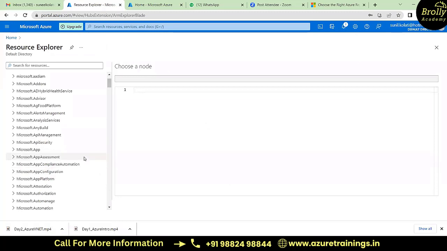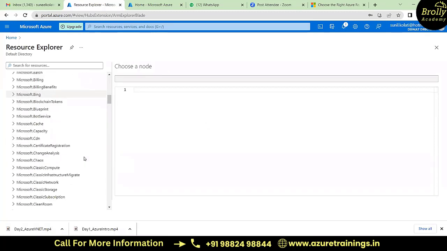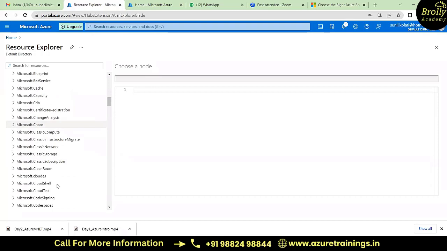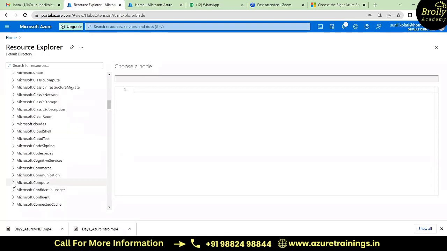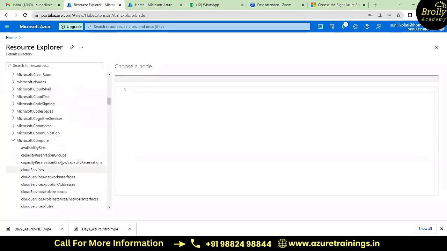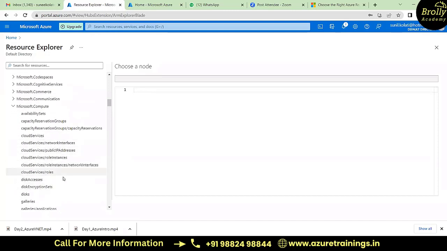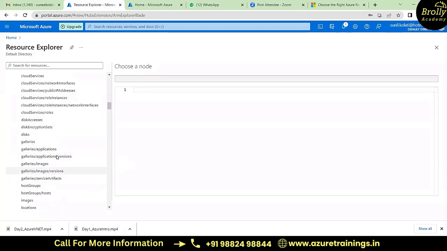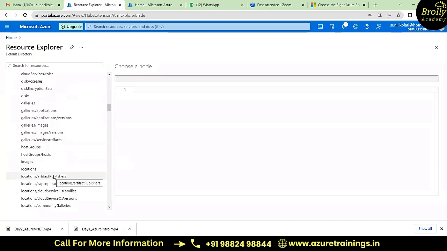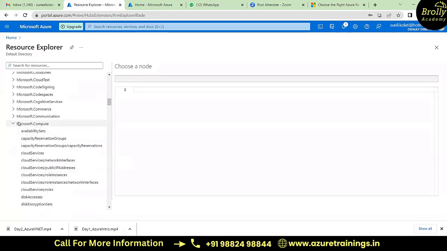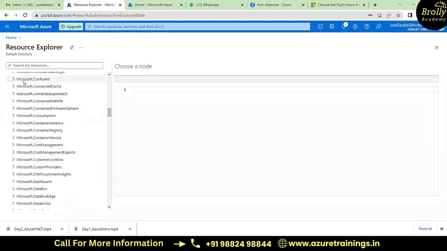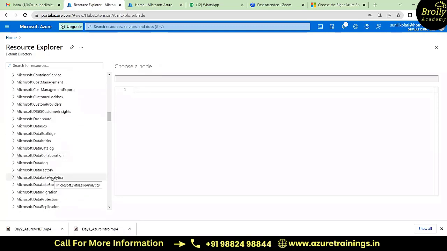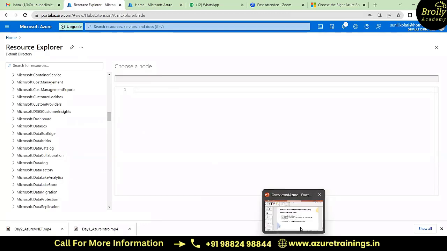Whenever I am going to create a virtual machine, we have these providers. I am going to get compute from Microsoft.Compute. If you open here, I am going to get all these things: my disks, the related applications, locations, everything. Every piece of information is going to come from compute. Similarly, Microsoft.Network is going to help us provide everything related to network. So this is the second point.